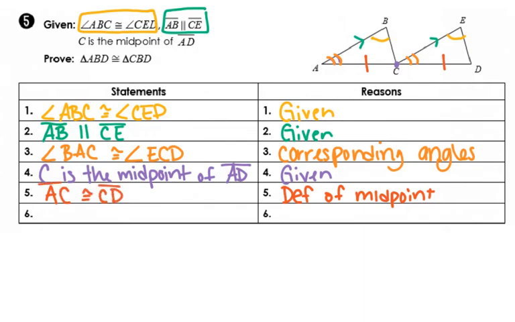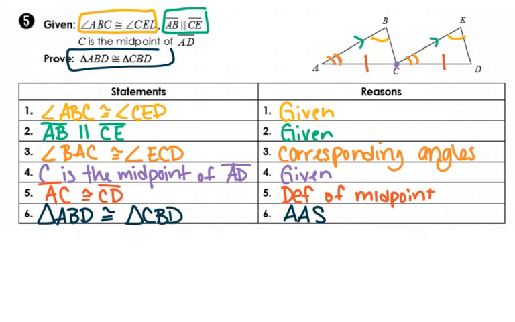And now I have used enough information to use angle, angle, side. And then my last proof statement needs to be triangle ABD is congruent to triangle CBD. So if you got that all right, awesome. You're an all-star, because this is way harder than it actually seems. If you're having a little trouble, it's okay. Just don't give up. Keep pushing through.